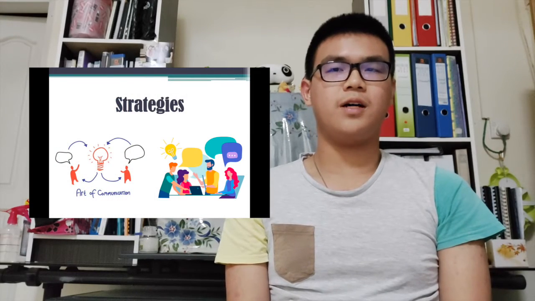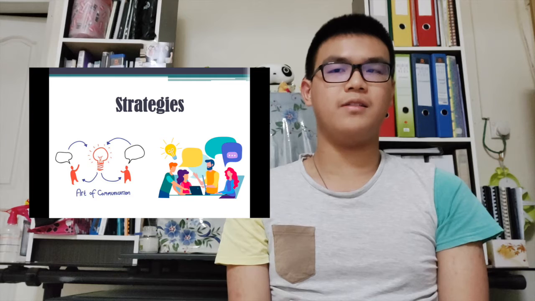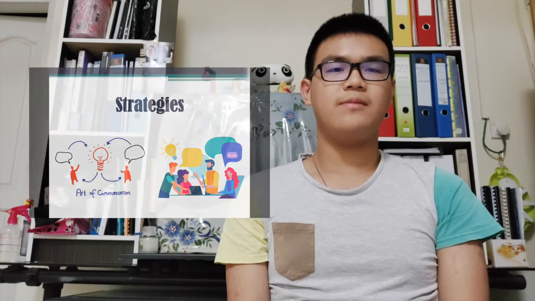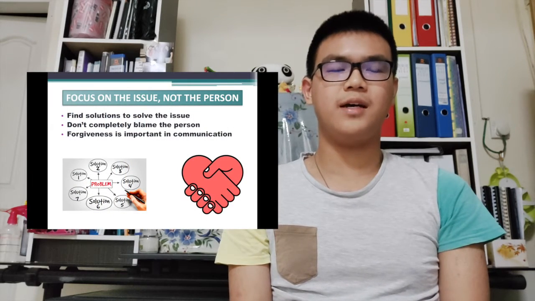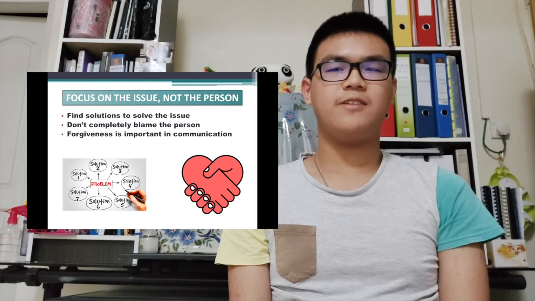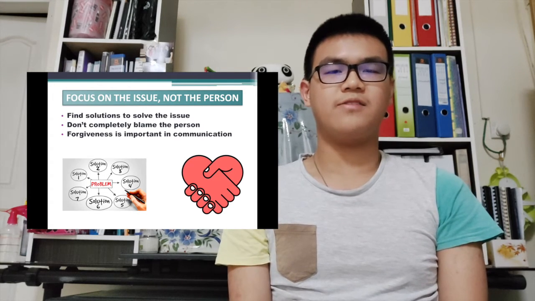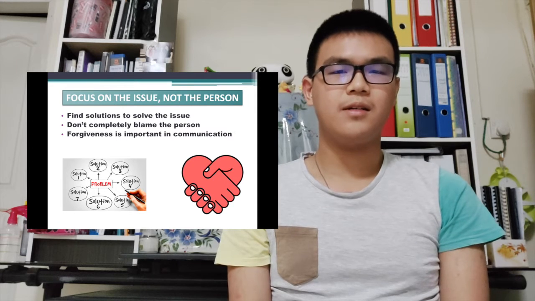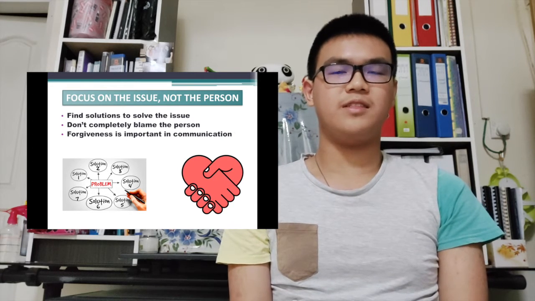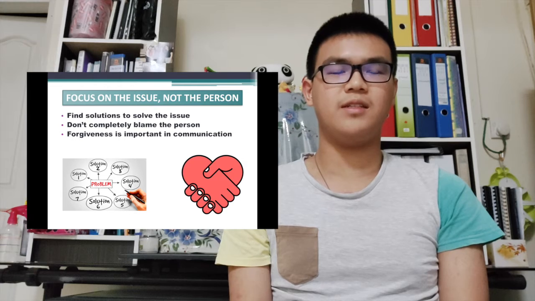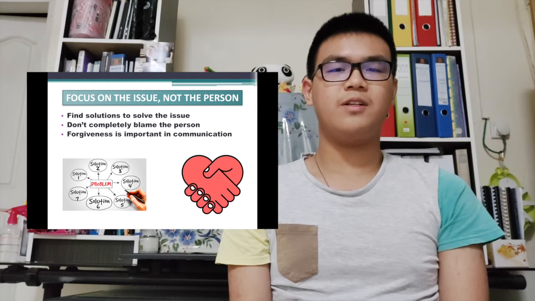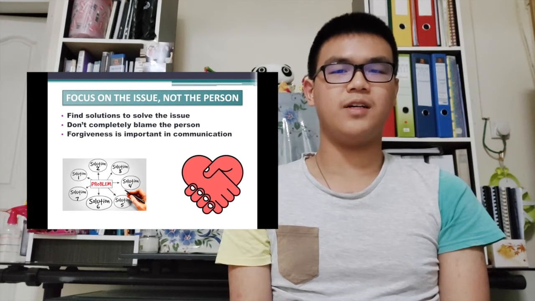Next, we are going to talk about the strategies to tackle those barriers of communication. One of them is to focus on the issue and not the person. Specifically speaking, we have to find solutions to an issue instead of completely blaming the person. This is actually also one of the reasons why forgiveness is important in a relationship. We do not want to hold grudges so as to ensure smooth communication.